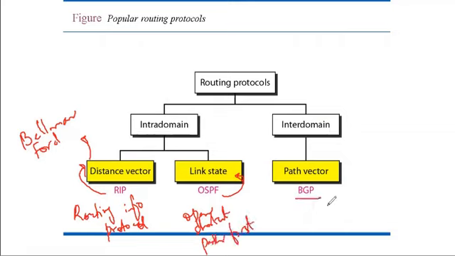Then we have BGP, which is Border Gateway Protocol, based on the path vector protocol. The first two are the protocols which are used in intra-domain routing, and the last one is the protocol which is used in inter-domain routing. Now, first and foremost, let's see distance vector routing.